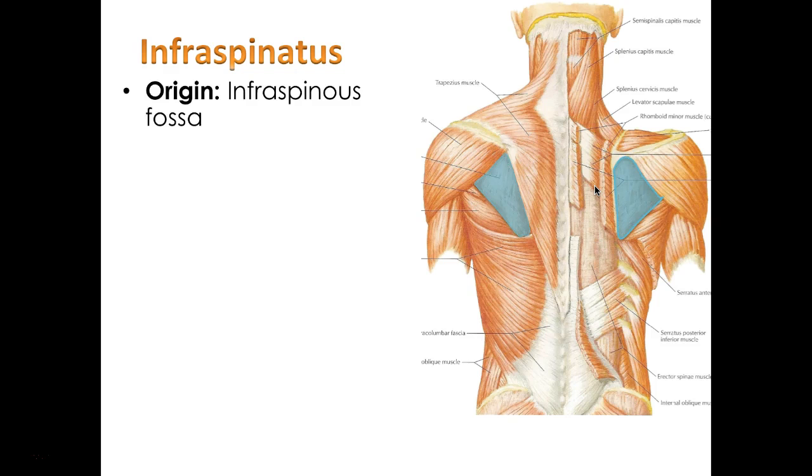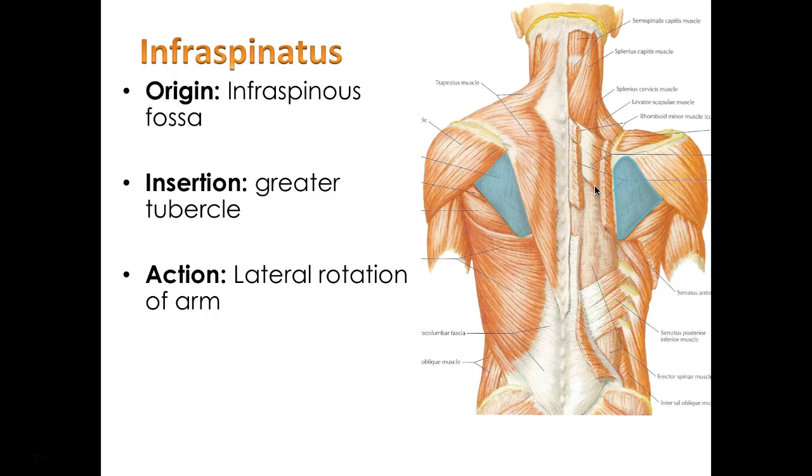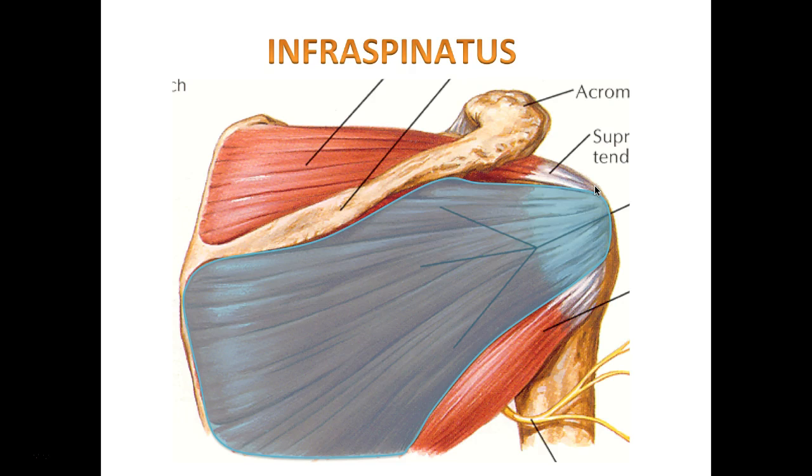Infraspinatus is found at the origin of the infraspinous fossa, and it too is going to go and insert into the greater tubercle. Its action is different though because its origin is at a different place. So we pull that insertion closer to the infraspinous fossa and we get lateral rotation of the arm. And its innervation is the branch of the brachial plexus. So in this view, you can kind of see a little bit better. Here's my infraspinatus muscle inserting into the greater tubercle.